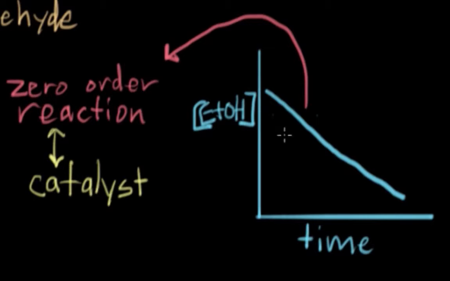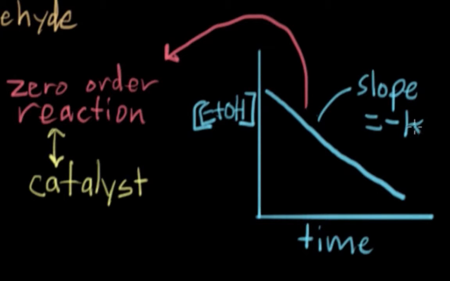If we get a straight line from comparing the concentration of our reactant ethanol to time, that's a zero order reaction. And not only that, but we can find that the slope of this line is equal to the negative of our reaction constant k. That's another useful piece of information. Now that we know this is a zero order reaction, we can start writing some rate laws.